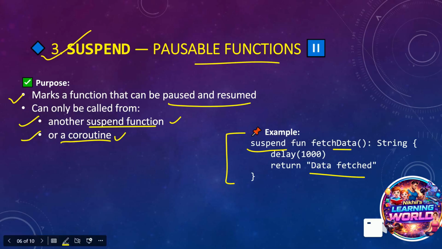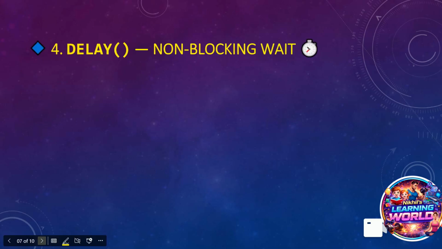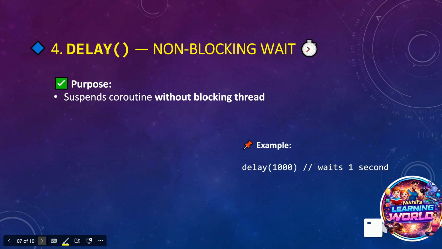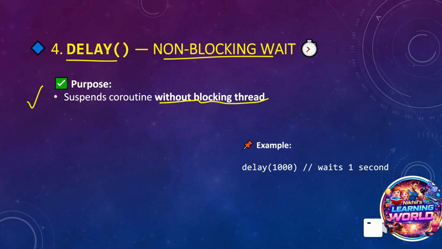So next is delay. Delay is a non-blocking wait. What is the purpose? Suspend the coroutine without blocking the thread. For example, delay 1000, that's a 1 second wait. Like Thread.sleep, it blocks the thread. Okay, but delay suspends the coroutine.